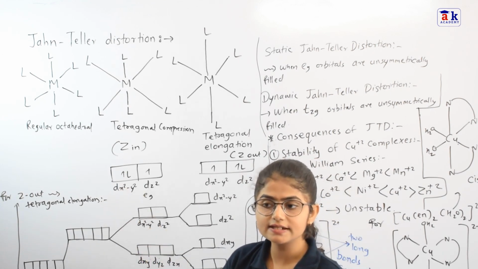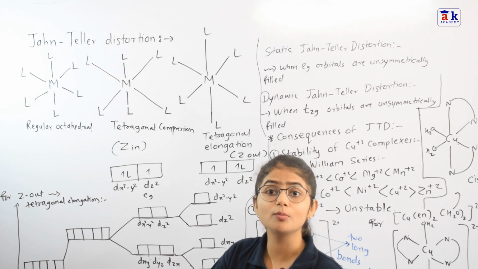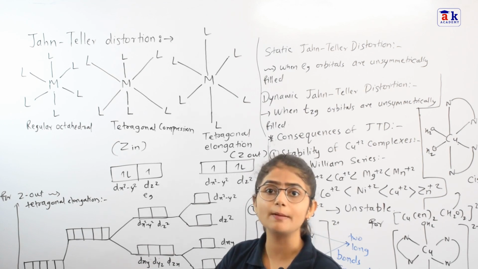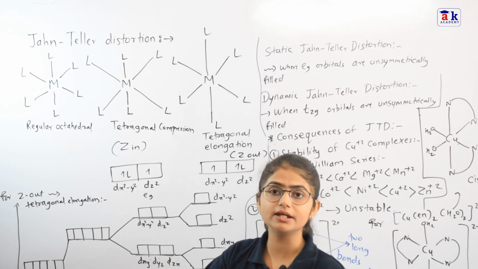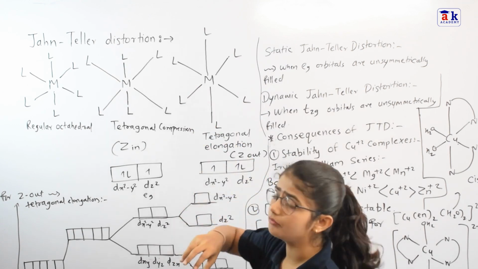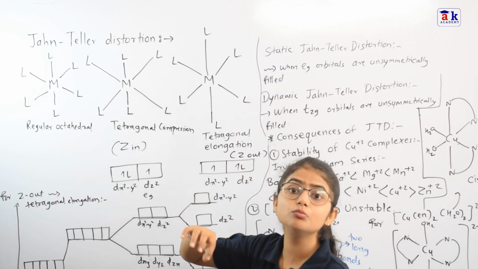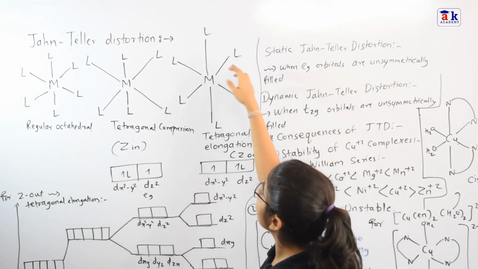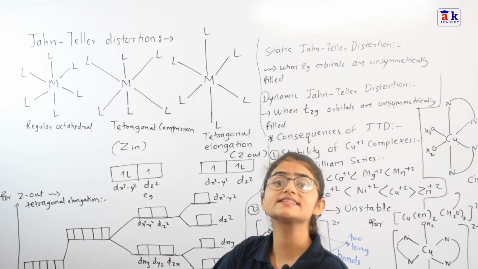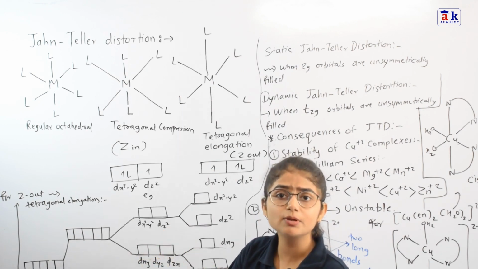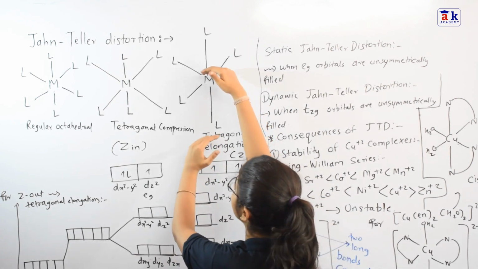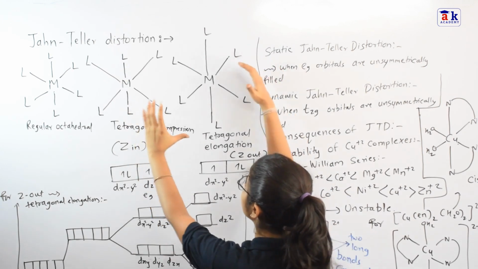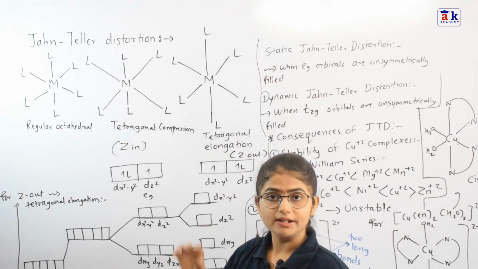Since the ligands approaching along the z-axis experience more repulsion, to minimize that repulsion and get stability, they will move away from the metal ion. The ligands approaching along the x and y axes, since the ligand repulsion is lower because the ligands along the z-axis are moving away from each other, will move towards the metal ion.